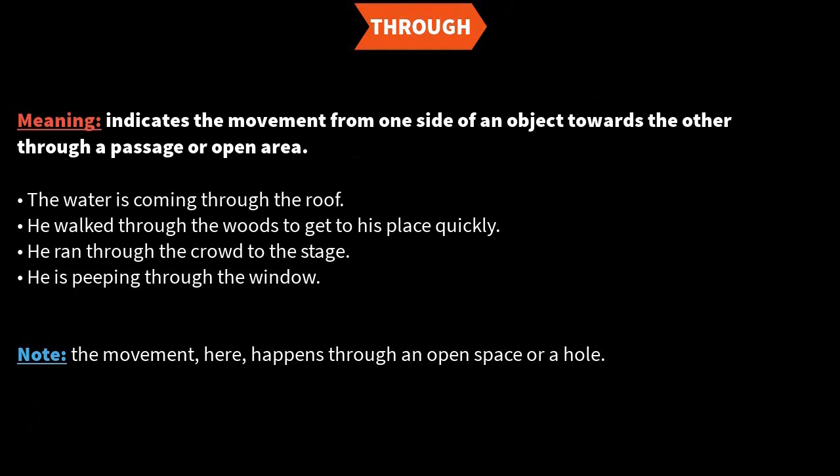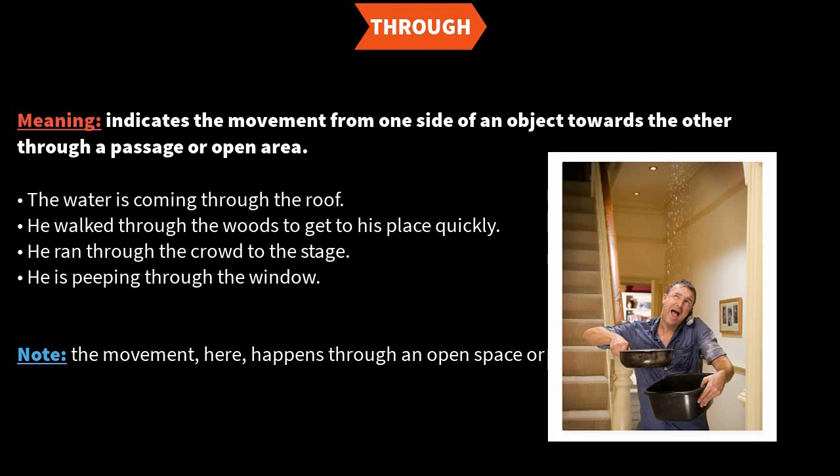Guys, through is used to indicate a movement that happens from one side of an object to the other. And when the movement happens, it always happens through an opening, through a hole, through a pass, through anything that has a space in it. The water is coming through the roof.